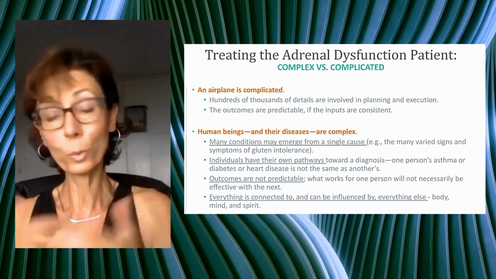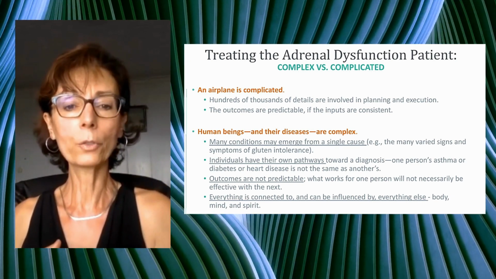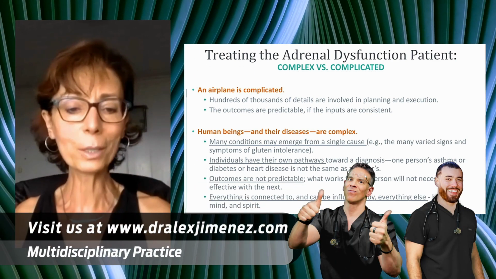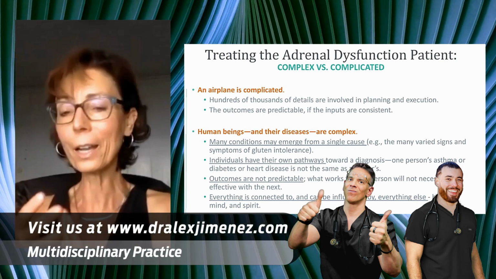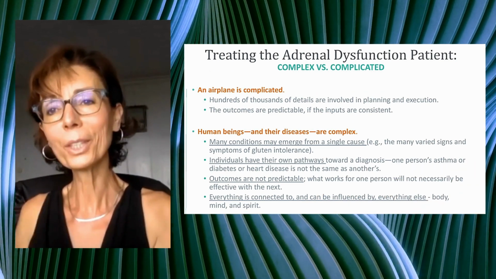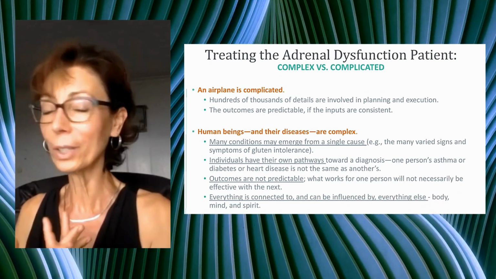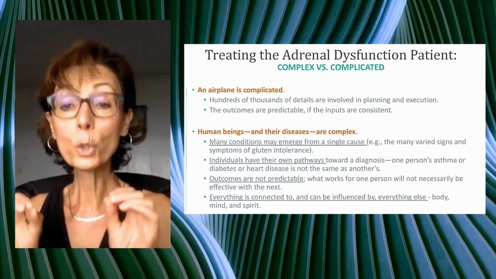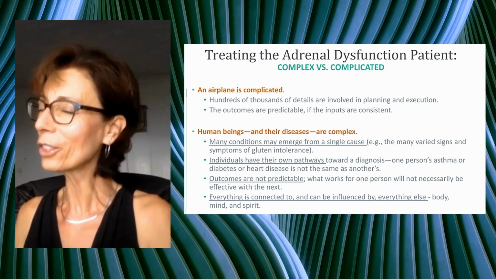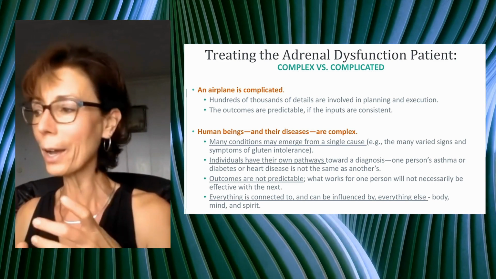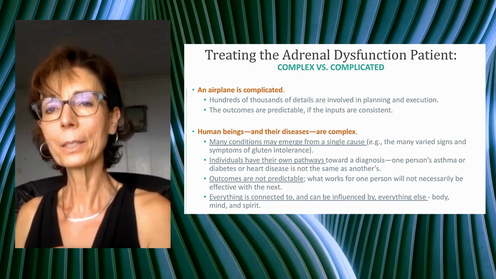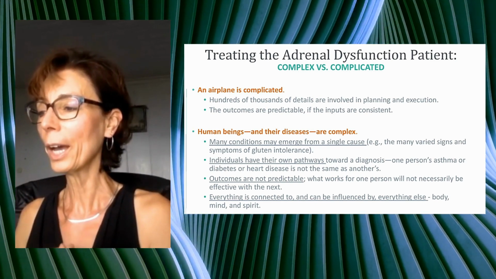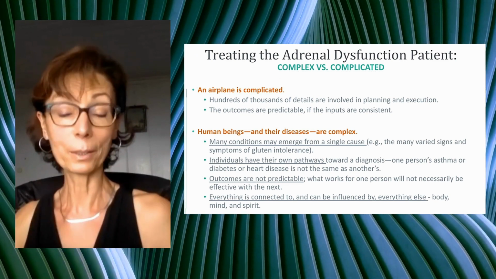There's many conditions that can emerge from a single cause, and individuals have their own pathways towards their diagnosis. Outcomes are not predictable. Everything is connected to everything else. And this was something that Dr. Jeff Bland brought out in his latest book, which is called The Disease Delusion. I thought that the way he described chronic disease and the characteristics that distinguish them have a lot to do with how we look at HP axis dysfunction.